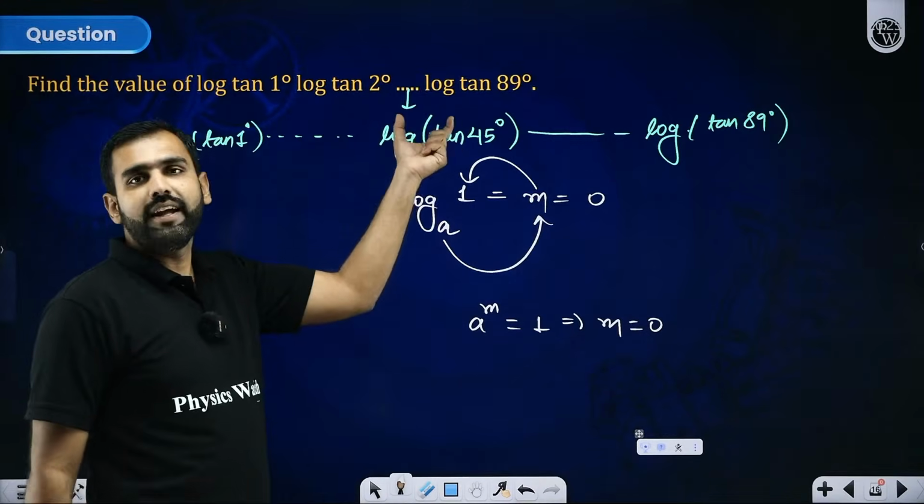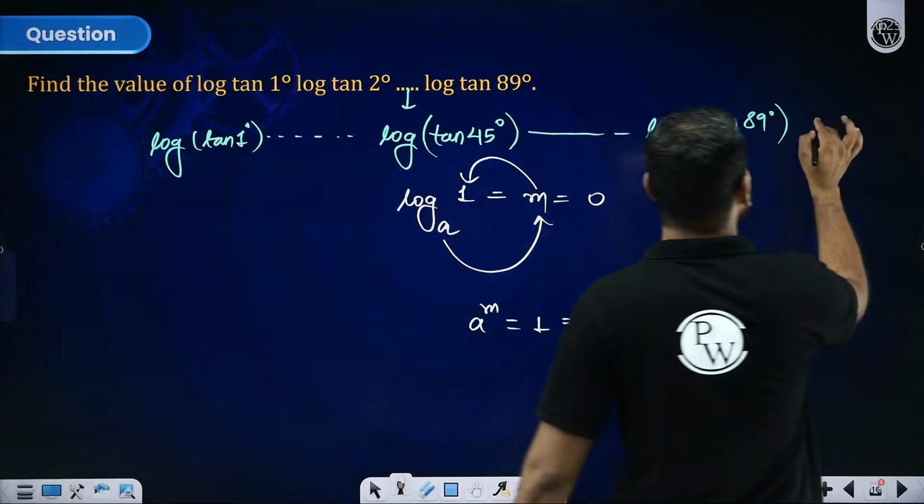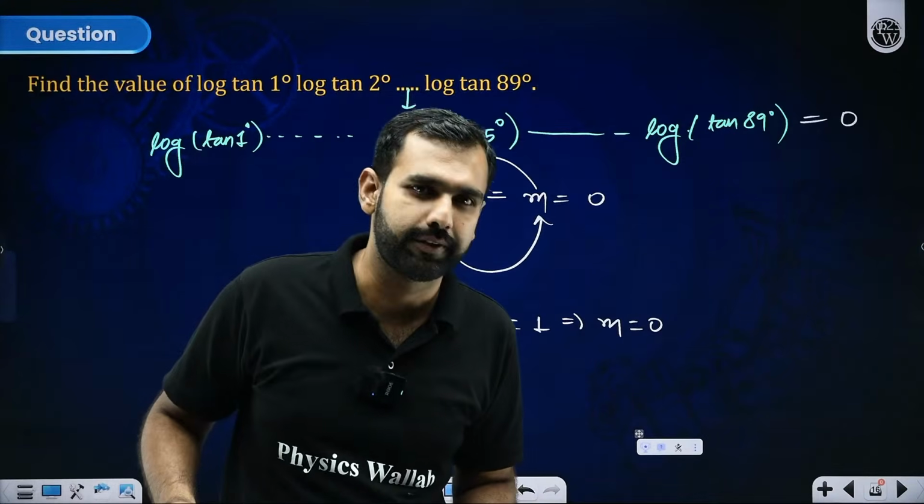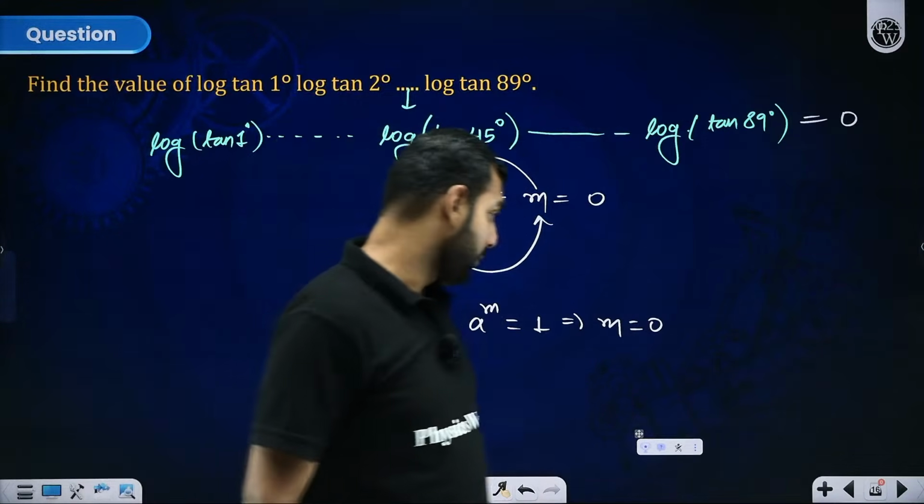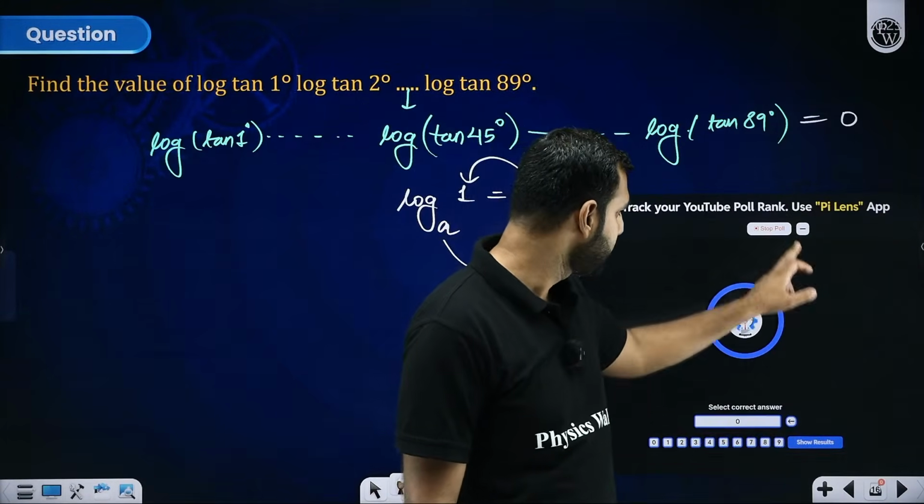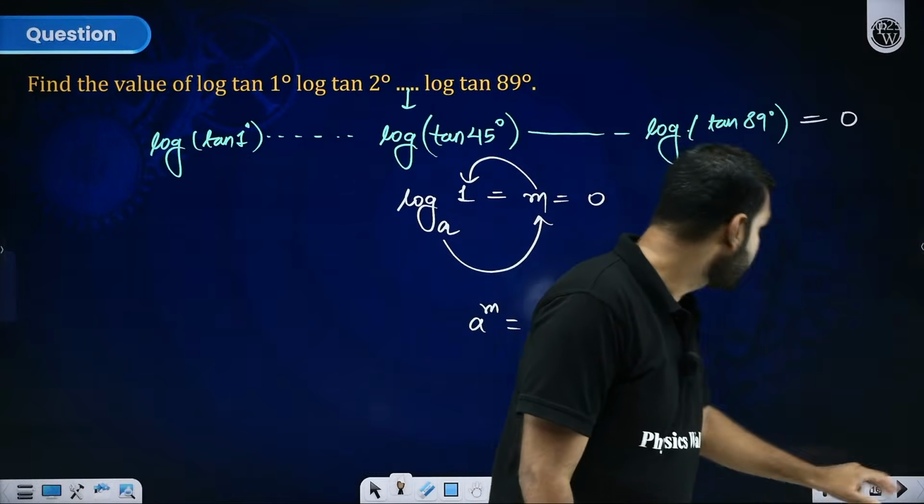So this log tan 45 degree becomes 0. And 0 multiplied by anything is going to be 0. So what is going to be the answer here? 0. How many of you got it? How many of you cracked it? Everybody realized, understood, and saw how we are getting the answer as 0? Yes or no, all the participants. Shall I move ahead from here?